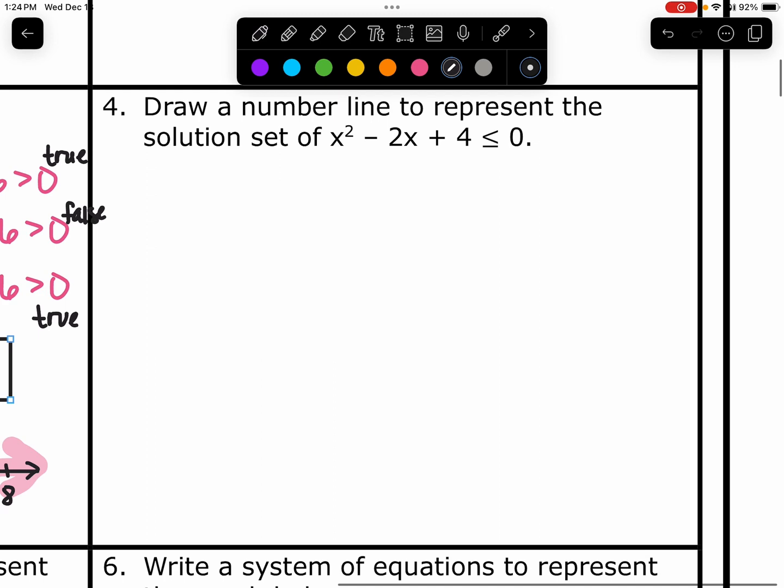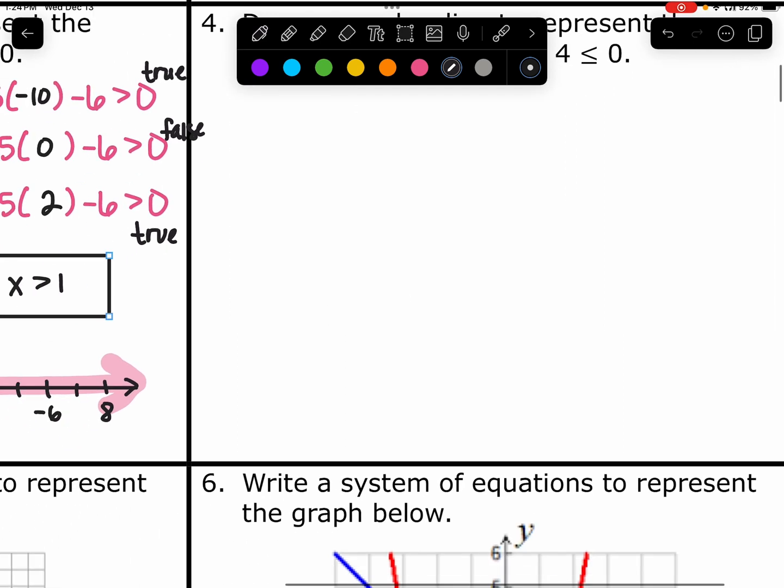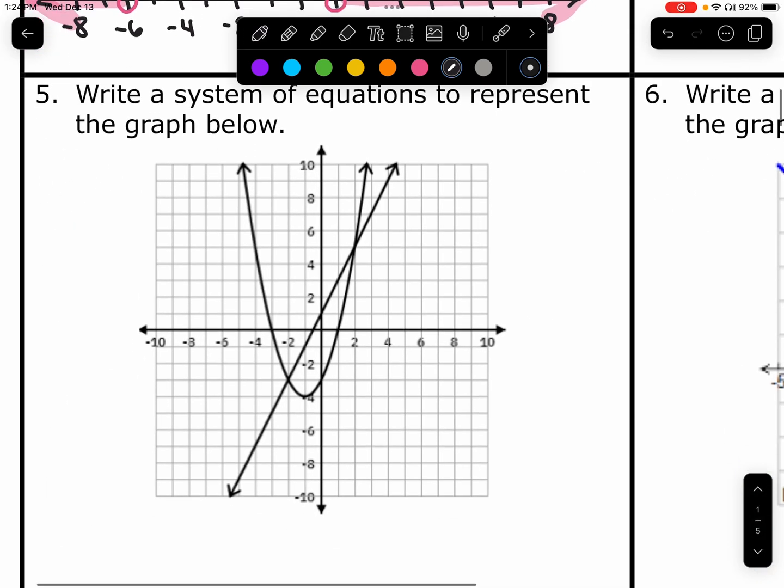Go ahead and try number 4. All right, number 5, write the system of equations shown below.